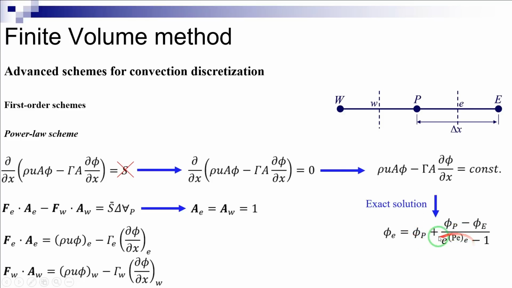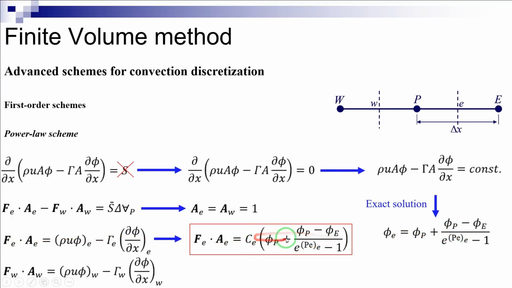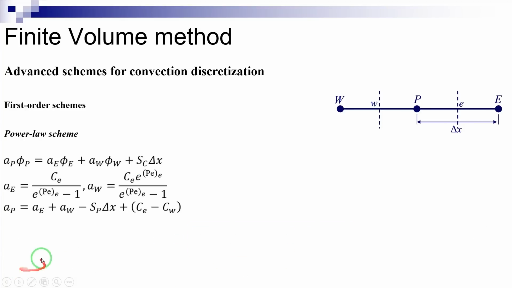Therefore, the flux through the eastern surface E of the control volume is expressed as shown here, where CE is defined here. Using the same procedure, an equation for the western surface W can also be obtained. Therefore, the standard discretized equation using the power law scheme is expressed as follows.